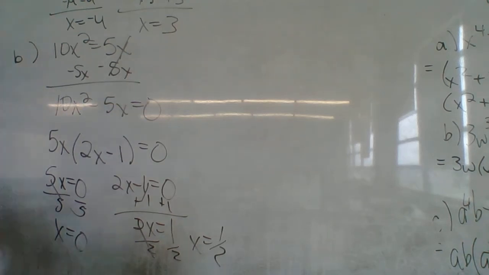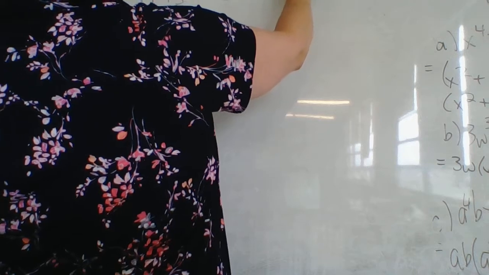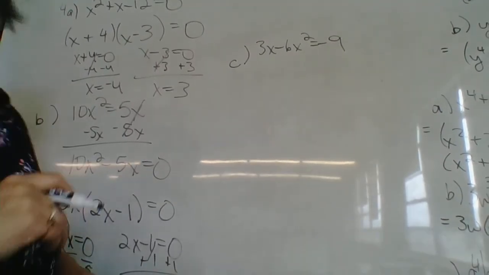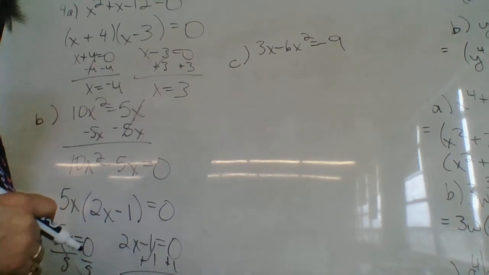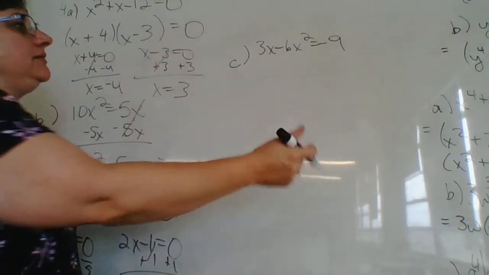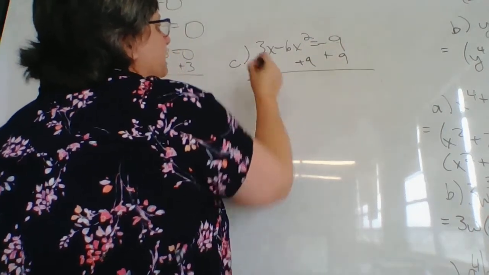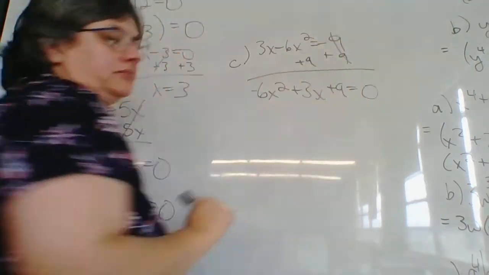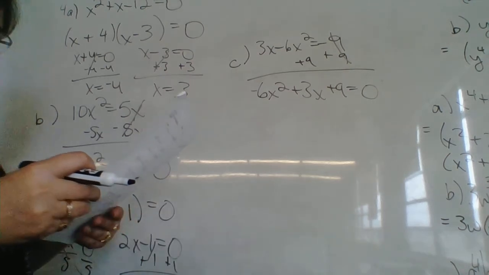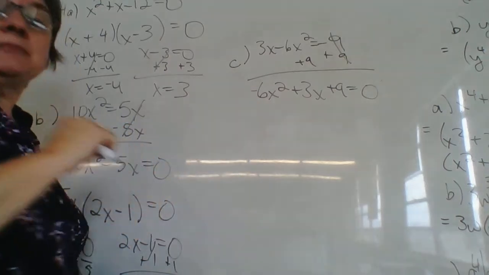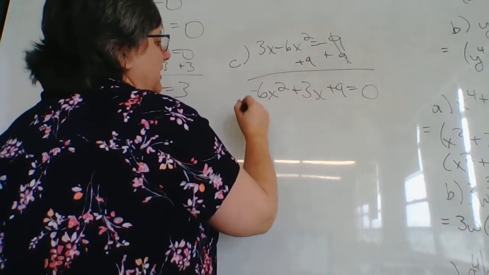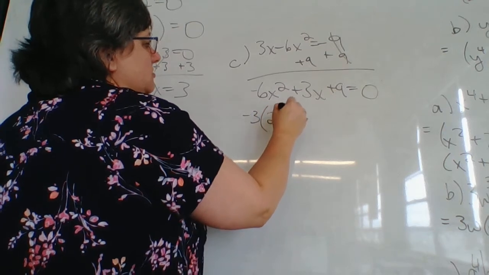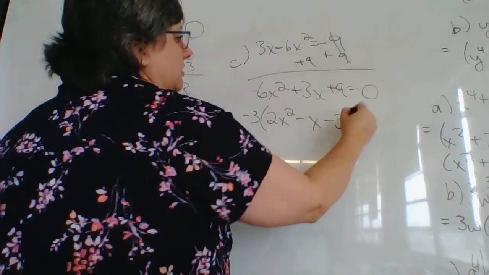We have one problem left to do. Now, this problem I just wrote on the board is not in the right order at all. When everything is over on the left and it equals 0, I want an x squared, then x, then constant equals 0. So I'm going to add 9 on both sides. I have negative 6x squared plus 3x plus 9 equals 0. Now I'm a little bit happier. Remember we talked before how we want to make the x squared, the big term, positive? I'm going to divide everything by negative 3. They each have a factor of 3. When I divide by negative 3, I get 2x squared minus x minus 3 equals 0.